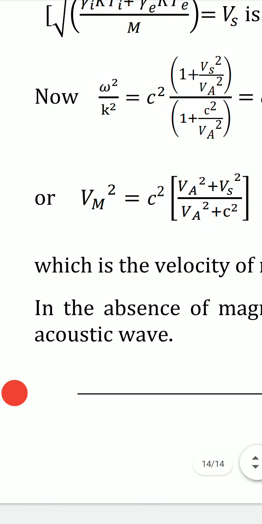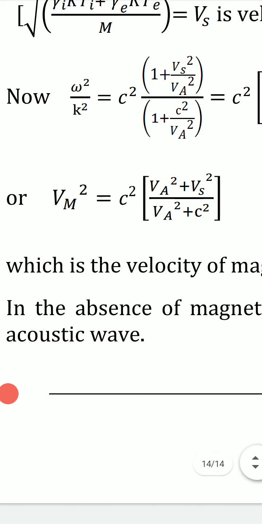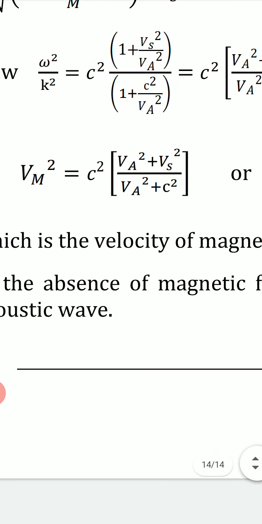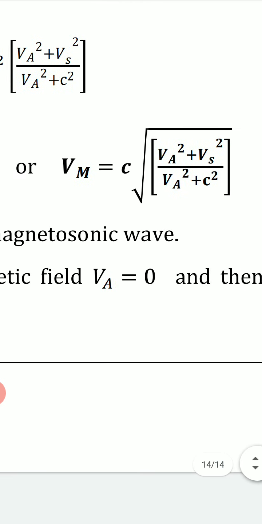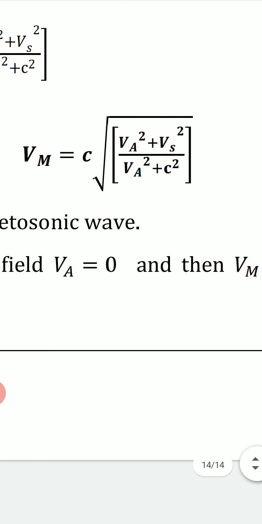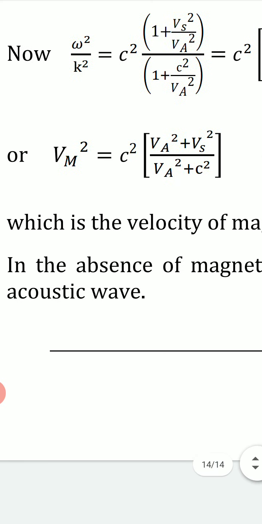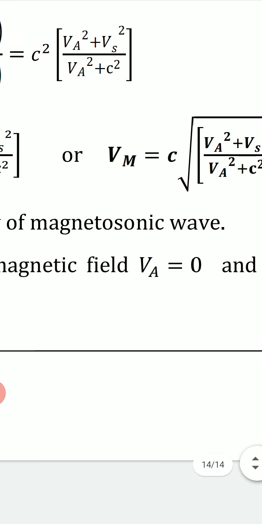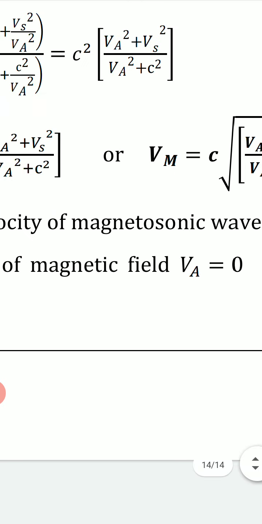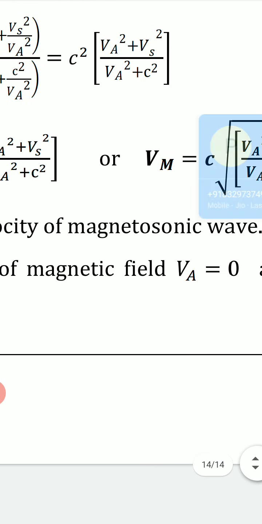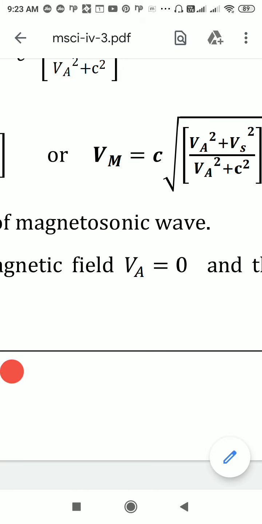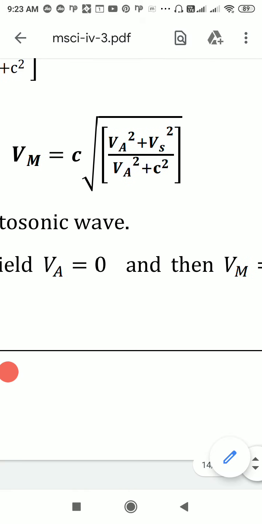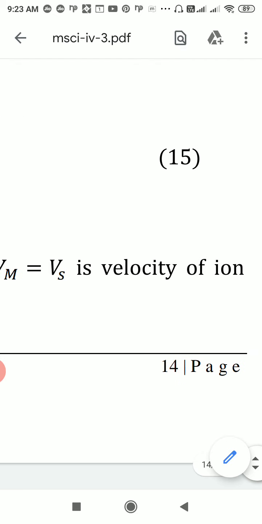In this way, this omega square upon k square we write as Vm square. Now Vm becomes c under root Va square plus Vs square upon Va square plus c square. It is the velocity of magnetosonic wave. We write it as Vm, velocity of magnetosonic wave. In the absence of magnetic field, Va is 0, and then Vm becomes Vs, that is velocity of ion acoustic wave.